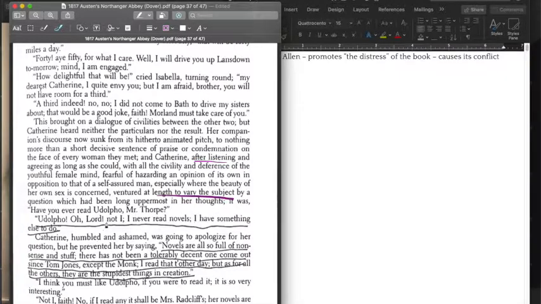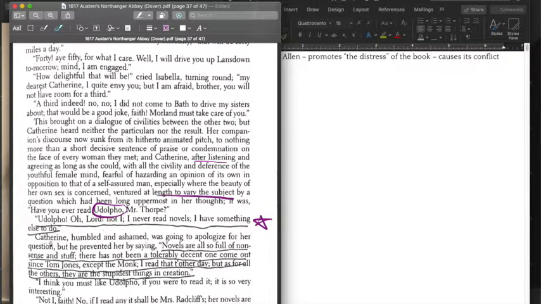It was, "Have you read Udolpho, Mr. Thorpe?" Now, Udolpho is a Gothic novel, very popular at the time, by Anne Radcliffe. And, of course, remember, in this book, whenever anyone mentions books or reading or writing, pay attention. "Udolpho? Oh, Lord, not I. I never read novels. I have something else to do." Well, isn't that nice? He has something else to do.